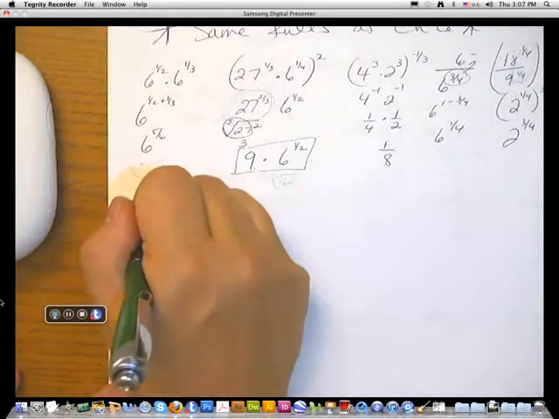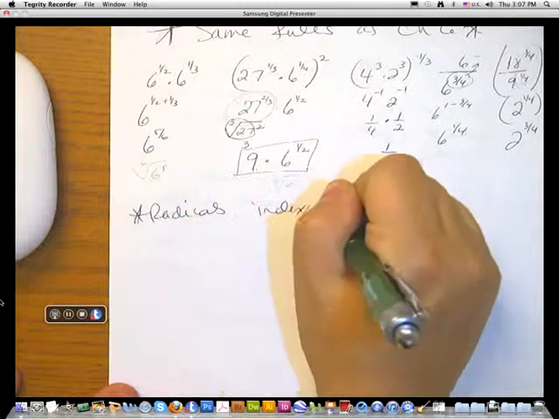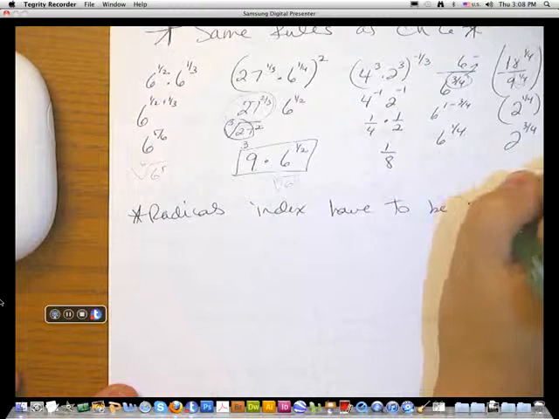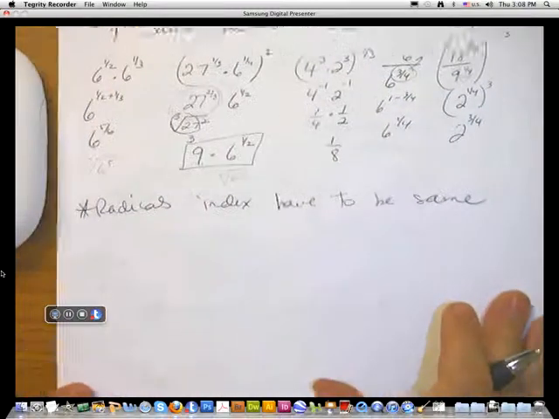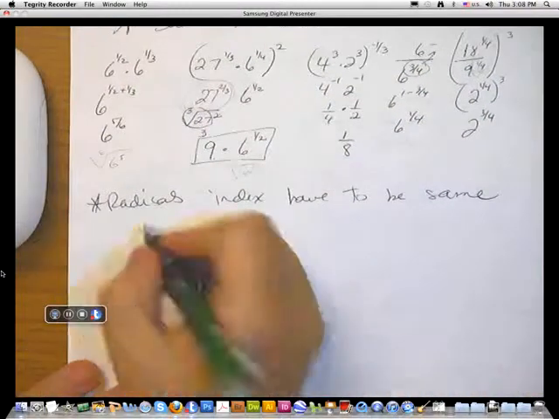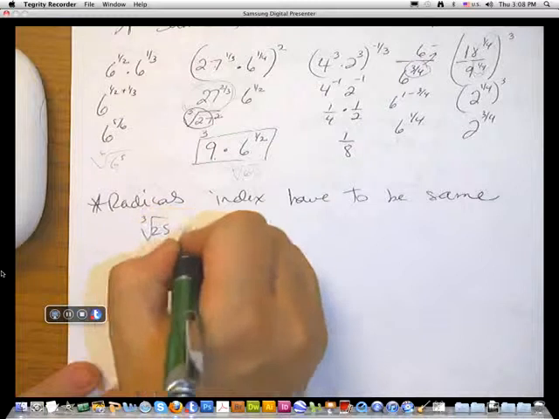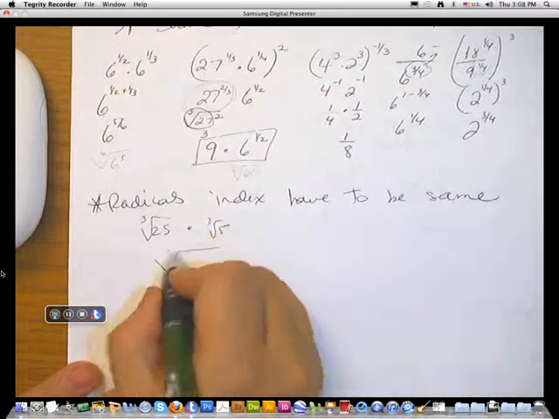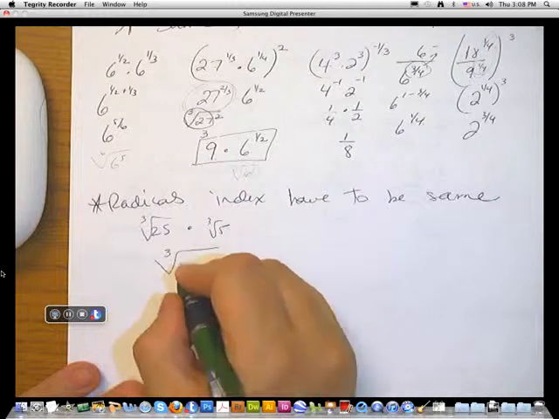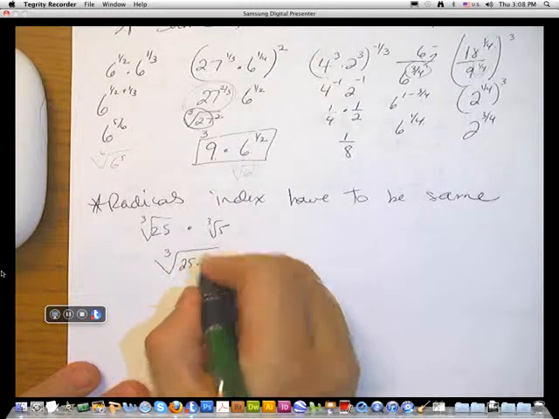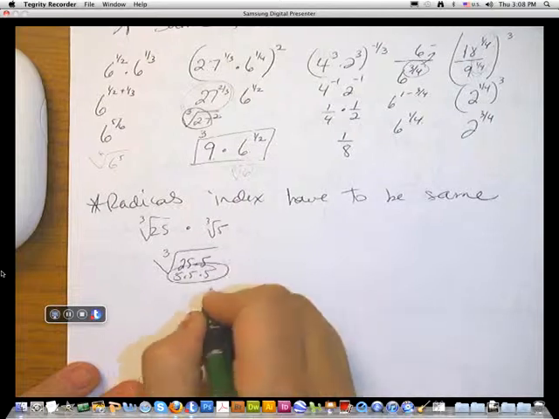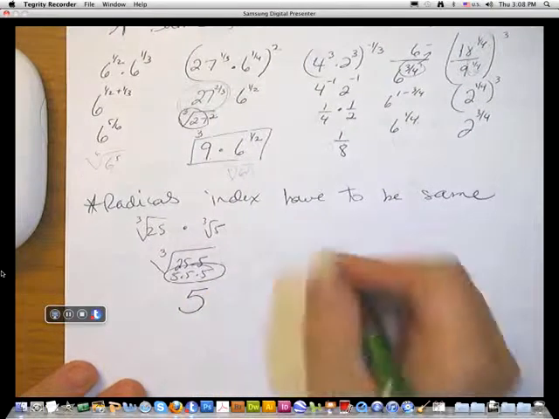When I'm looking at radicals, the indexes have to be alike. If they're not the same, you can't do it. So if I have the cube root of 25 times the cube root of 5, I can combine them to the cube root of 25 times 5. Well, 25 is 5 and 5. Therefore, I have 3 of them, and my solution is 5.